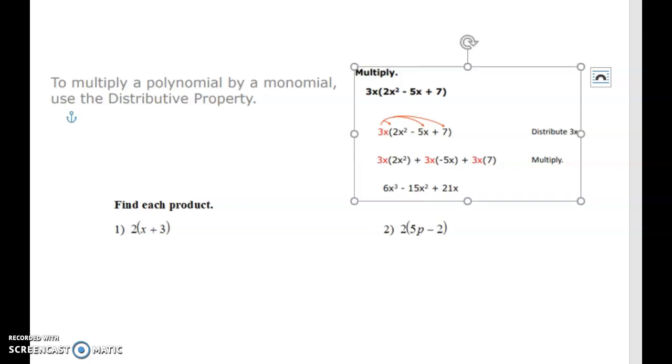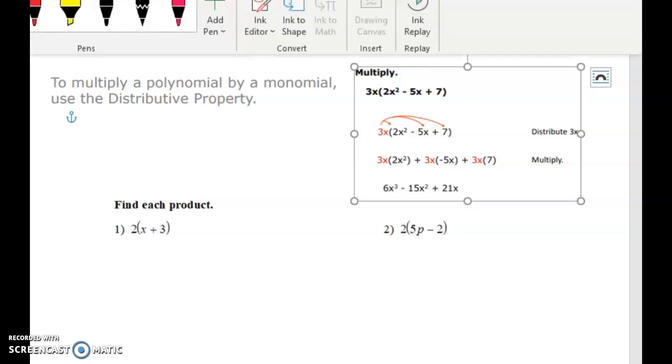Okay, so the example I have here is that we're going to take the 3x, and if you remember, we're going to take the coefficients and multiply them. So 3 times 2 is 6. X times x squared would be x to the third. And then we're going to distribute it to the next one. So 5 times 3 is 15, and I'm going to treat that as a negative 5. X times x would be x squared. And 3x times 7 would be 21x.